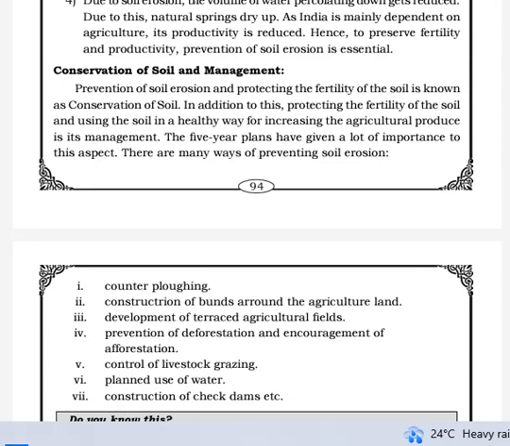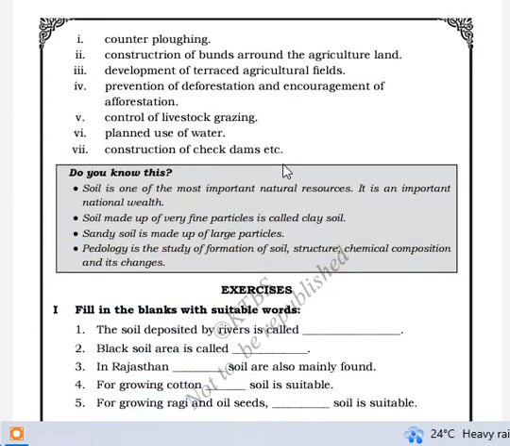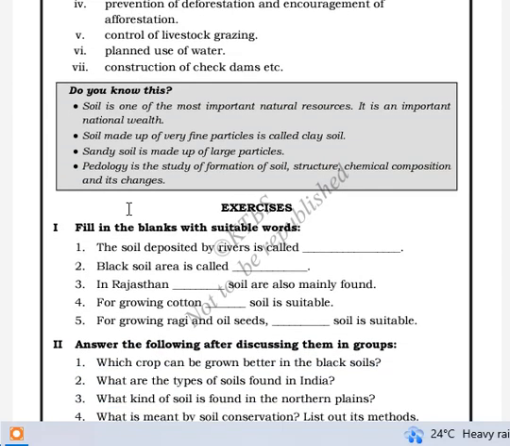So with this we have finished the chapter. I hope you all have understood this chapter. This is a very interesting chapter, right? Because in this we are reading about the different types of soils and which crops can be grown, that also we have read in this. So in this, a few important points are given over there. Soil is one of the most important natural resources. It is an important national wealth. Obviously soil is a very important natural resource which we should always protect, right?